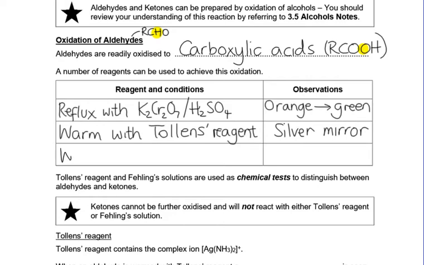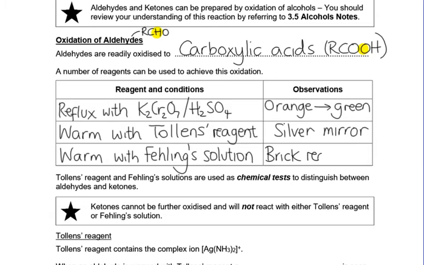And then the final one that we have is we could warm again in a water bath with Fehling's solution. Fehling's solution contains copper 2 ions, and when they cause the oxidation of the aldehyde, they themselves are reduced. So the solution gives a brick red precipitate of copper 1 oxide. We get a brick red precipitate.